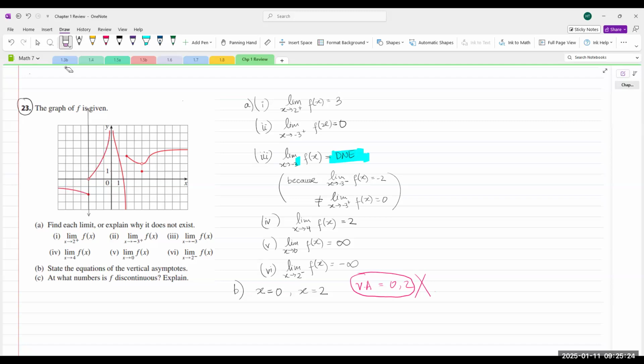Now, how about when x approaches 4? They don't specify approaching 4 from the left or from the right, so it must be from both. When x equals positive 4, notice that from the right-hand side it approaches positive 2. From the left-hand side, it also approaches positive 2. So the limit exists and therefore equals 2. What about that point? The question is not about that point. The question is about the limit only.